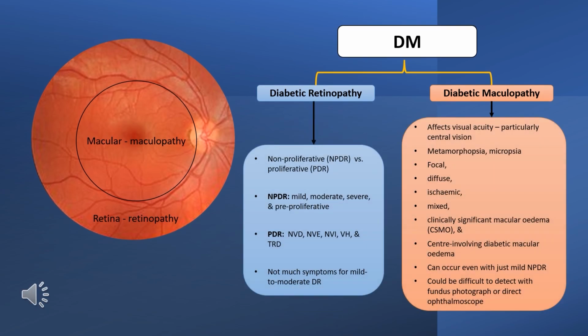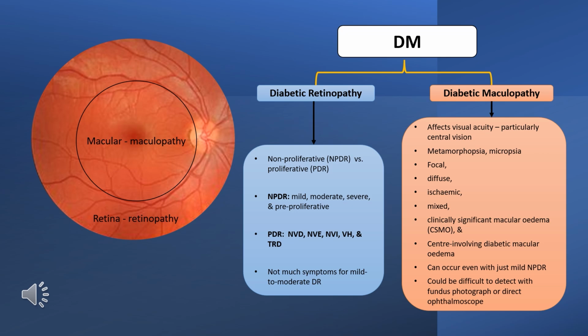For the back of the eye, it could either be retinopathy or maculopathy. For retinopathy, it could be non-proliferative or proliferative, depending on whether there are new vessels or not. Now, for non-proliferative, it could be mild, moderate, or severe. For proliferative, the neovessels could occur on the disc. That's the neovascularization of the disc, NVD. It could occur in some other places, known as NVE. The term is neovascularization elsewhere. If it occurs on the iris, it's known as neovascularization of the iris, NVI.